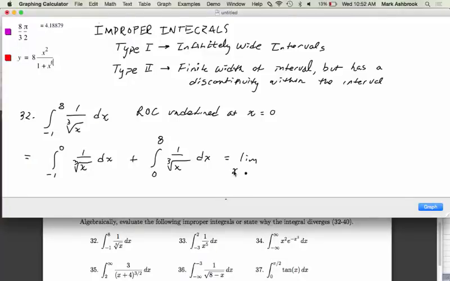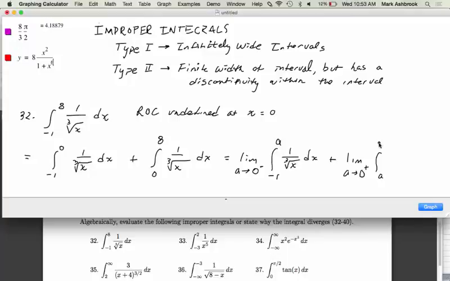So the limit as A approaches 0, and this will be from the left, because from within the interval towards 0, that's right, negative 1 to A. And then plus the limit as A approaches 0 from the right, in this interval from 0 to 8, A to 8.